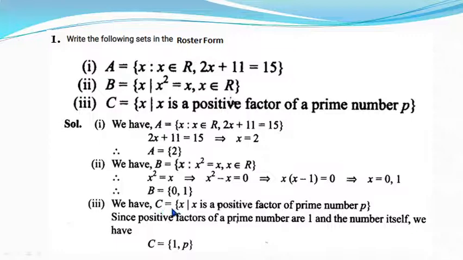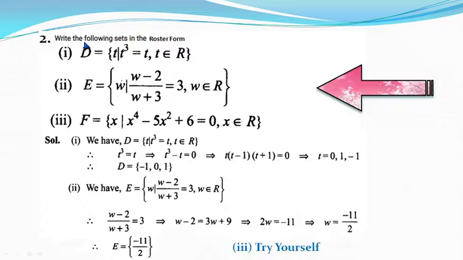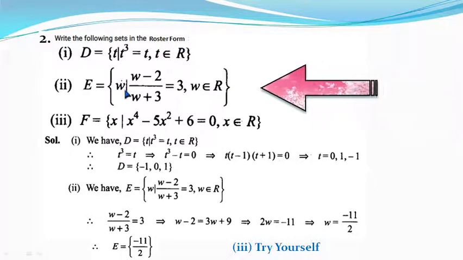Third part, C is equal to {x such that x is a positive factor of prime number p}. Since the positive factors of a prime number are 1 and the number itself, it means C is equal to {1, p}. Second question, here also we have to write down in the roster form.